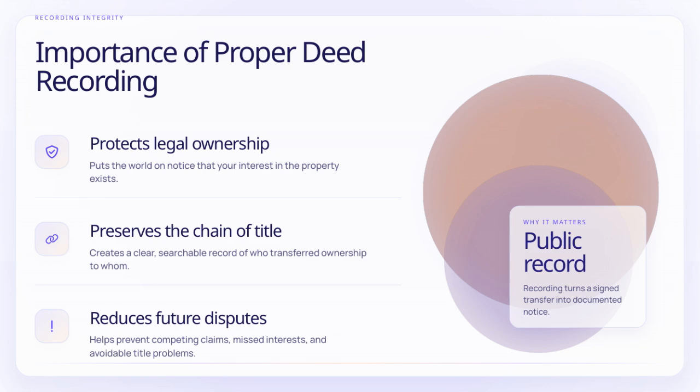Proper deed recording protects your legal ownership by officially putting the world on notice that you have an interest in the property. It also preserves the chain of title, creating a clear, searchable record that shows who transferred ownership to whom over time. This transparency plays a key role in reducing future disputes. By having accurate, accessible records, it helps prevent competing claims, missed interests, and other title problems that could otherwise cause headaches down the road. So, making sure that deeds are recorded correctly isn't just bureaucratic. It's essential for protecting your rights and keeping property transactions smooth and secure.